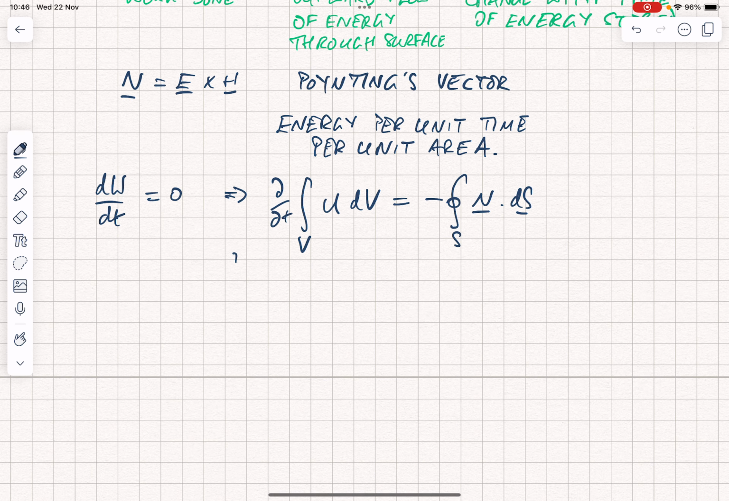And we can rearrange that as a volume integral of du by dt plus div dot N dV is equal to 0. And that looks very similar to the continuity equation, and it only applies in this case when dW by dt is equal to 0. But again, it's very interesting to note that you get these things of a scalar taken with a time derivative added to the divergence of a vector, and this will come back when we think about special relativity and electromagnetism.